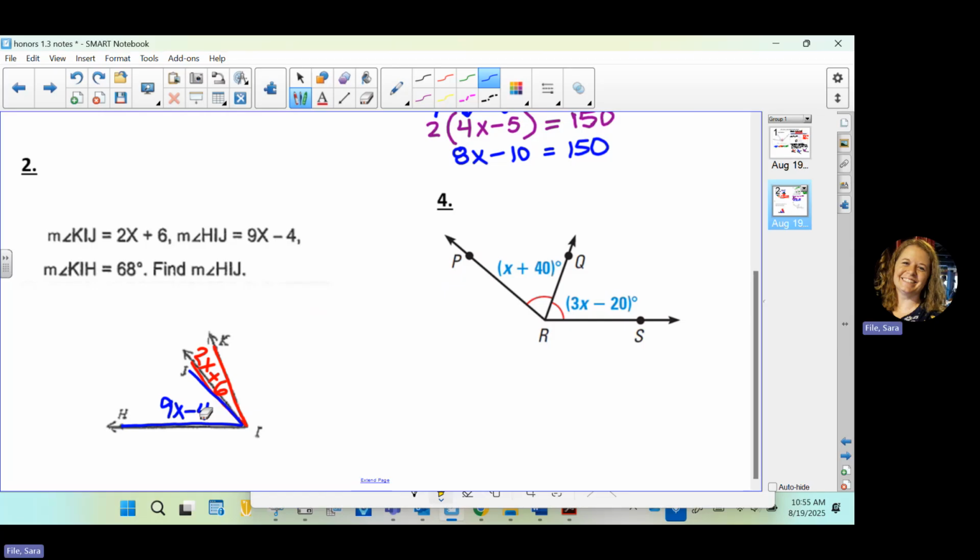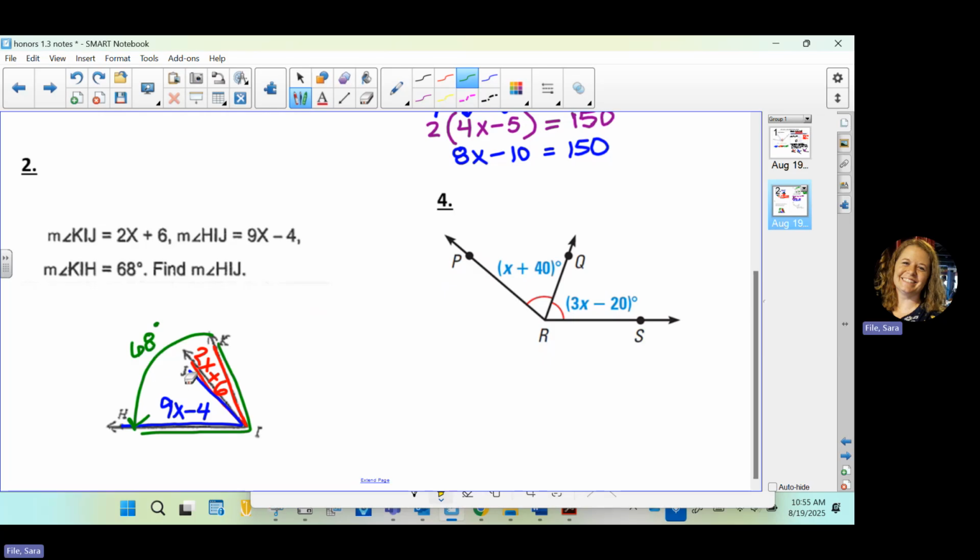They say that the measure of angle KIJ, so that's the whole thing, all of it together, is 68 degrees. Now, do you see any congruence markings? No. So we are not going to split the 68 in half and say, oh, this must equal 34. Or set these equal to each other, because they're not marked congruent. Is everybody good with that?